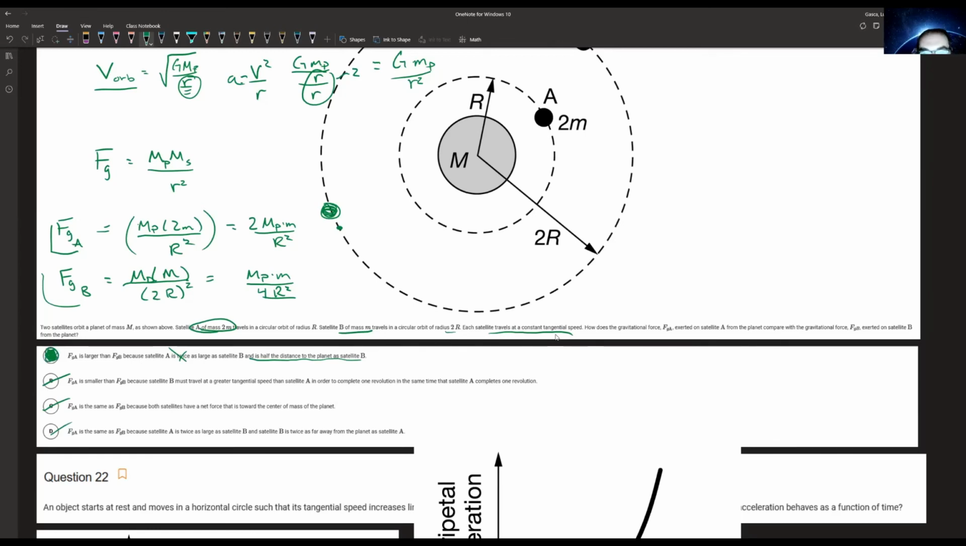Another way to think about it is as we get further away from a planet, the gravitational force is going to get weaker by the square. So that's another way to think about it. So here, because it was twice the distance, this guy needed to be 1/4 the mass to get the same amount of force as that satellite B would experience.